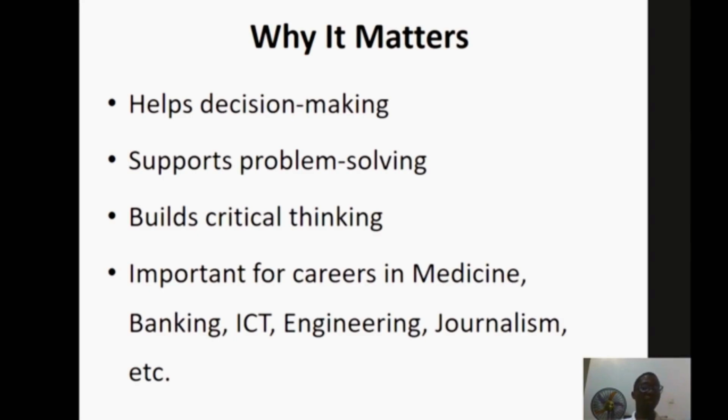Then it builds critical thinking. It is important for careers in medicine, in banking, in ICT, engineering, etc. It's not limited to just this, but so many fields. You need to process your data to make strategic decisions.